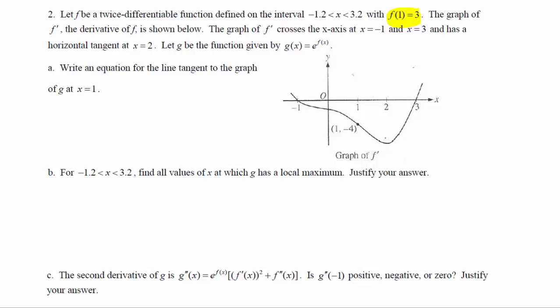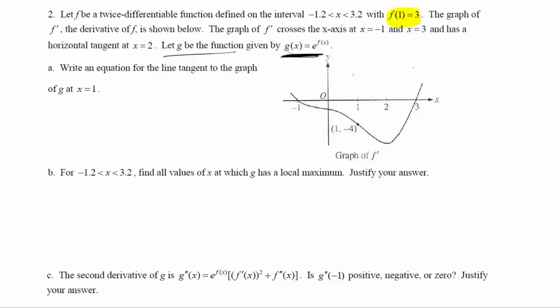Let g be the function given by g of x equals e to the power of f of x. So most likely, if it says let g be this function, this is actually a function I'm going to be using. F is just simply going to be used for certain values, but g is the one I'm focusing on.